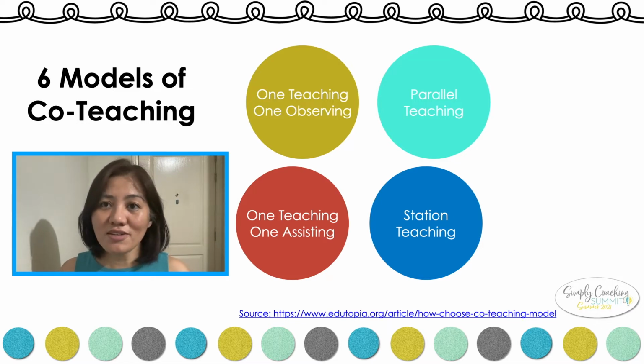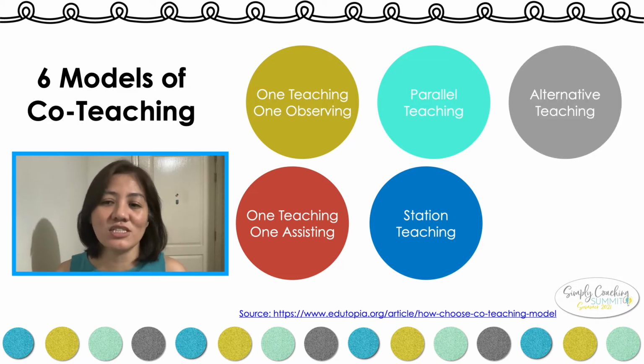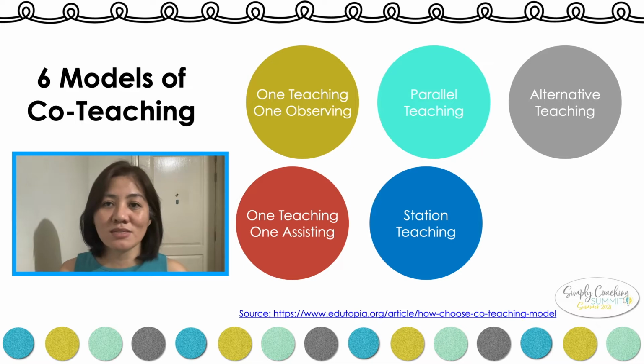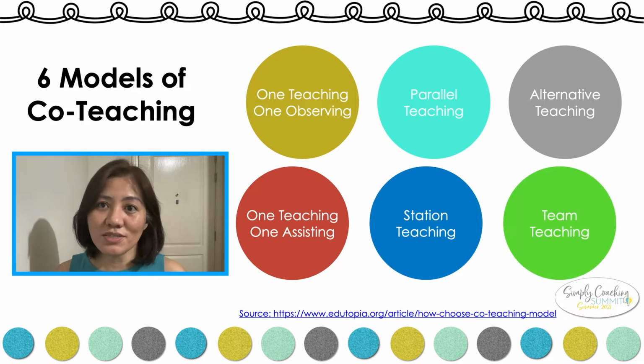The fifth model is alternative teaching. One teacher teaches the bulk of the students, and the other teaches a small group based on needs. The last model is called team teaching, where both teachers are directly instructing students at the same time, sometimes called tag team teaching.